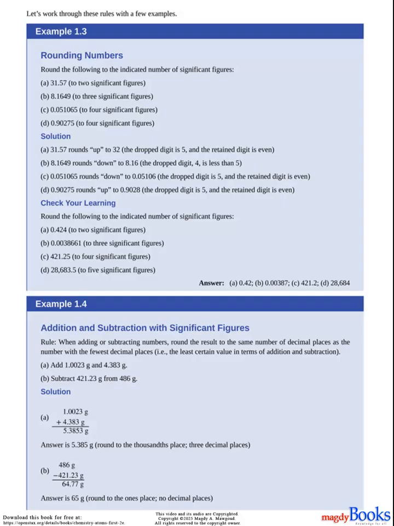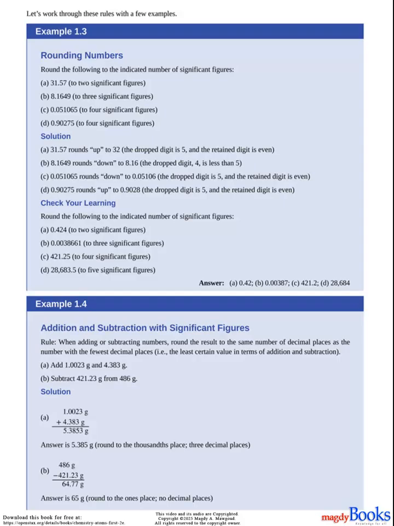Example 1.4. Addition and subtraction with significant figures. Rule. When adding or subtracting numbers, round the result to the same number of decimal places as the number with the fewest decimal places, i.e., the least certain value in terms of addition and subtraction. A. Add 1.0023 gram and 4.383 gram. B. Subtract 421.23 gram from 486 gram.